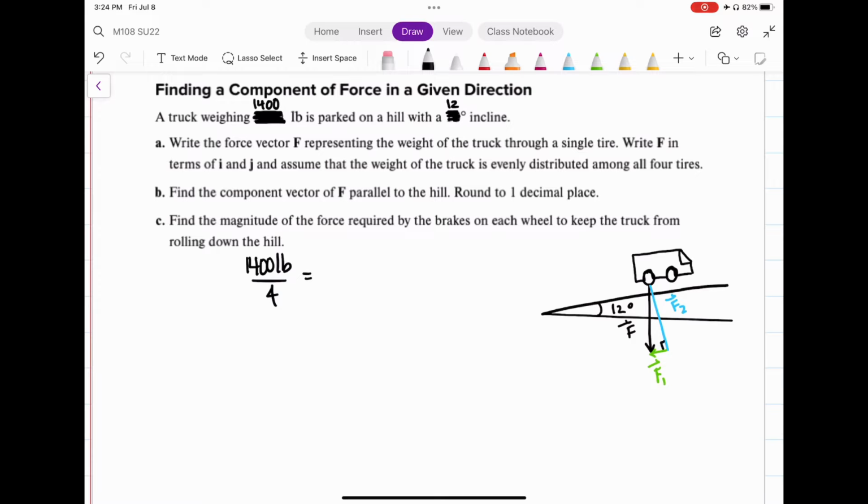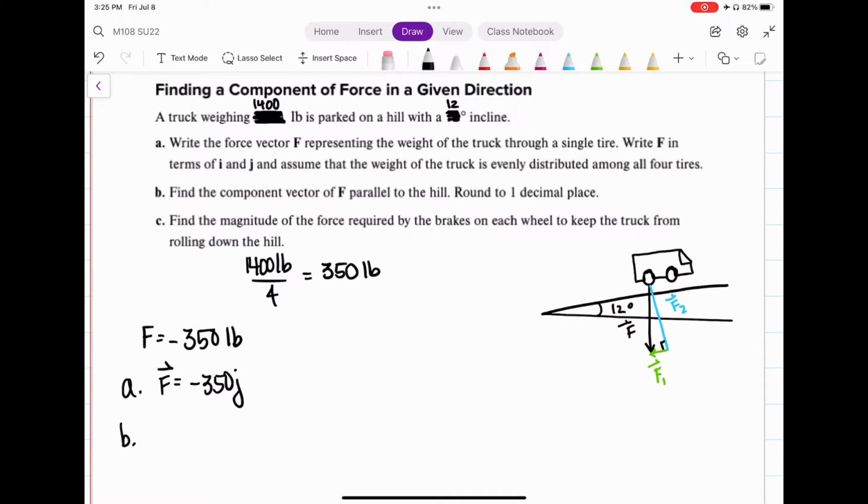1,400 divided by 4 is 350 pounds, which means that the force vector is going to be negative 350 in the vertical direction down, which is the J component only. The force vector F is then equal to negative 350J.